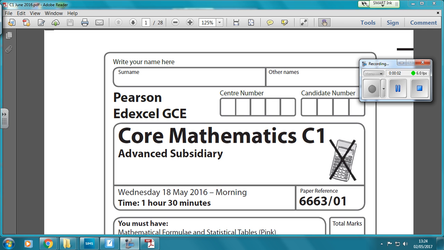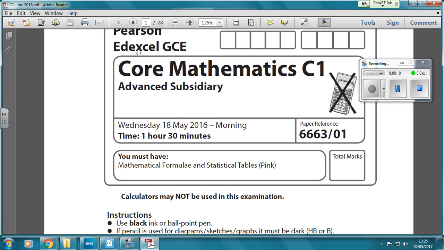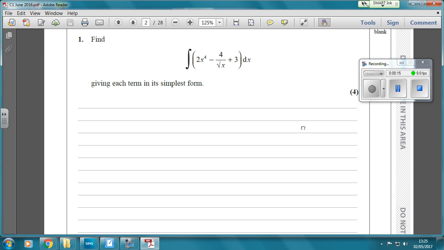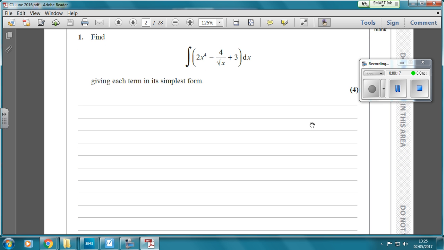Okay, so this is the first of the videos for the 2016 Core 1 paper, and we're going to do one video for each question. So the first one is a simple integration question. So if we write this out, we've got to integrate 2x to the power of 4 minus.